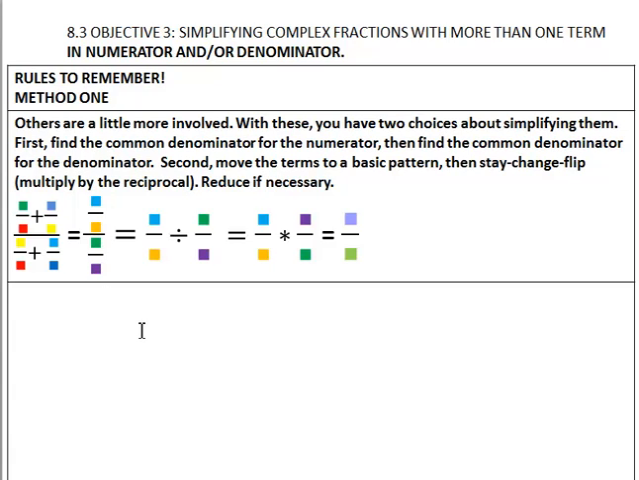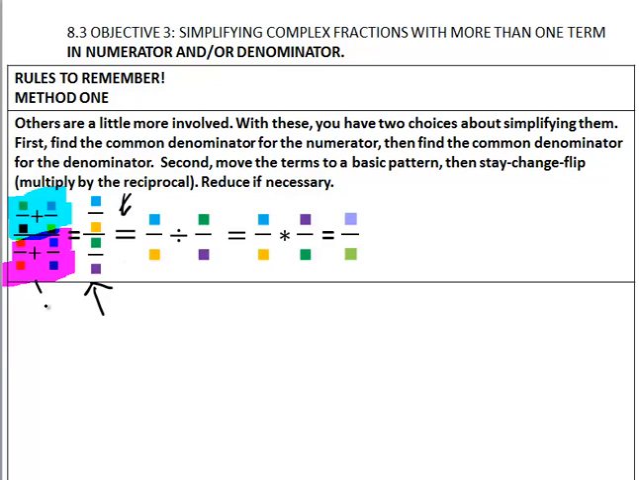You have two basic choices on how to simplify this, and I'm going to show you the first method in this video. Basically, what you have is two fractions in the numerator, and two fractions in the denominator. What you have to do first is find the common denominator in the numerator, then do the work. Then you find the common denominator and do the work in the denominator, and you'll end up with this. Once you get to this stage, you're back to where we were in the original video. You just have to unstack them, then stay, change, flip, and you get your basic simplified fraction.